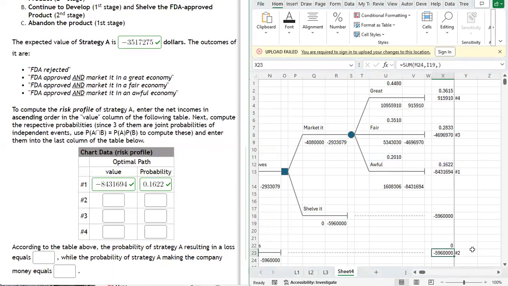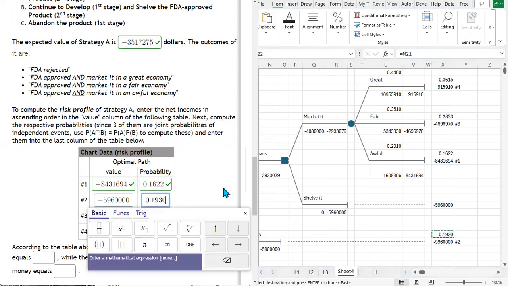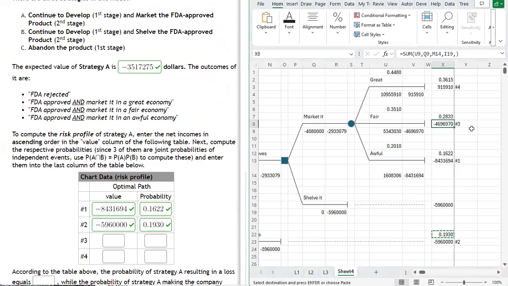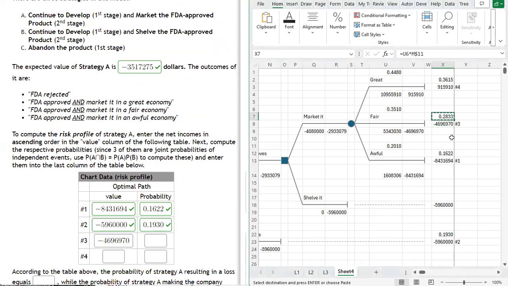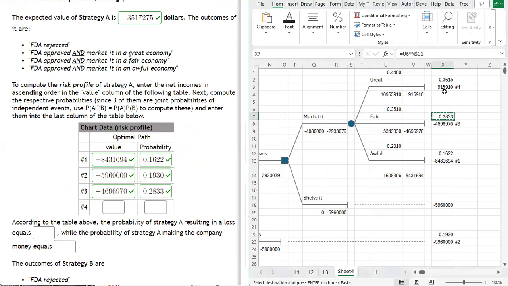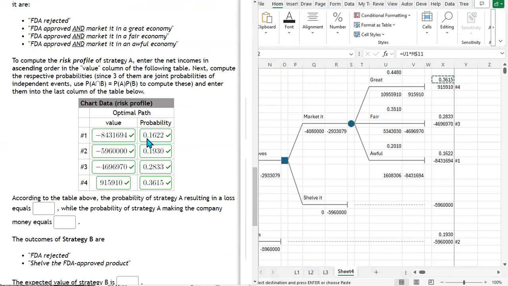The next highest value is negative. It has a probability of, at 4 decimal places. And then the third highest value of these outcomes and its probability. And then the highest outcome and its probability. This is what we call the optimal path, also known as the risk profile.